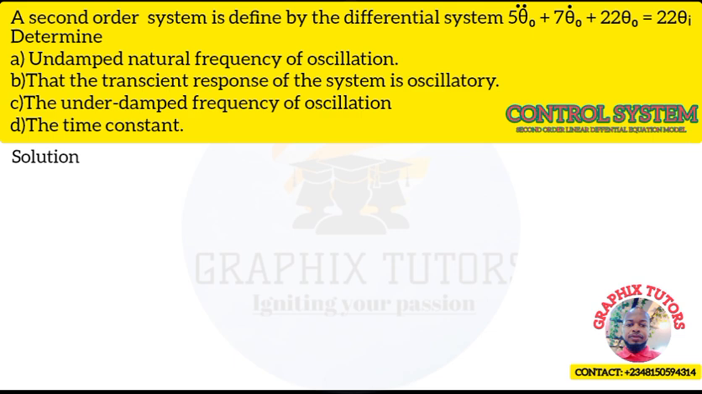And what is the common form? It's given as theta sub o with double dot on it plus 2 times zeta, which is called the damping ratio, times omega sub n, which is called the natural frequency, times theta sub o with a single dot on it, that is the output signal, plus omega sub n square, which is the natural frequency, times the output signal, theta sub o, equals g sub ss, which is the steady state gain, multiplied by the natural frequency square multiplied by the input signal, that is theta sub i, right?